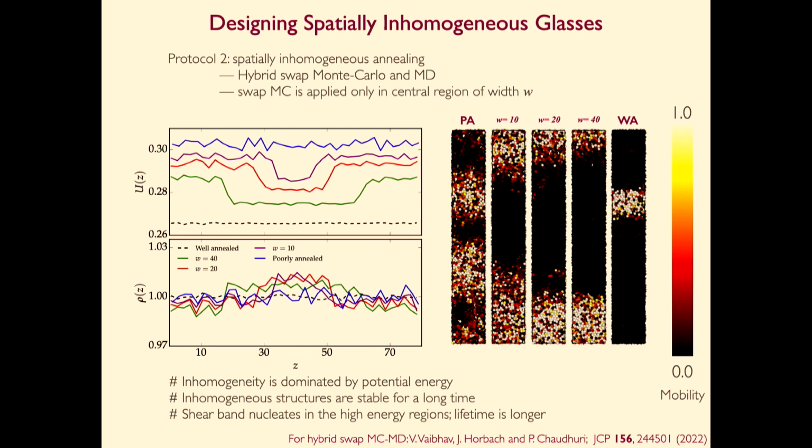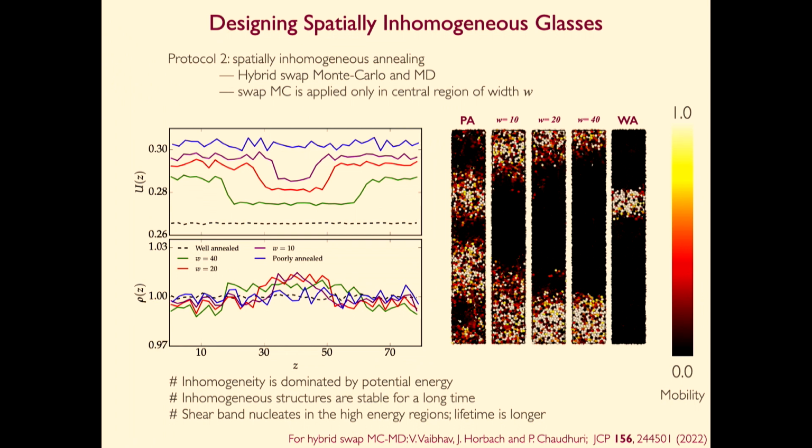So at the end, before I finish, I would like to mention another protocol that we have used to prepare inhomogeneous glasses. This is based on a hybrid swap Monte Carlo and molecular dynamics method. What we do here is take the material and do molecular dynamics throughout the material, but in between, after some number of MD steps, we stop for some time to do swap Monte Carlo in a region of width W around the central region.